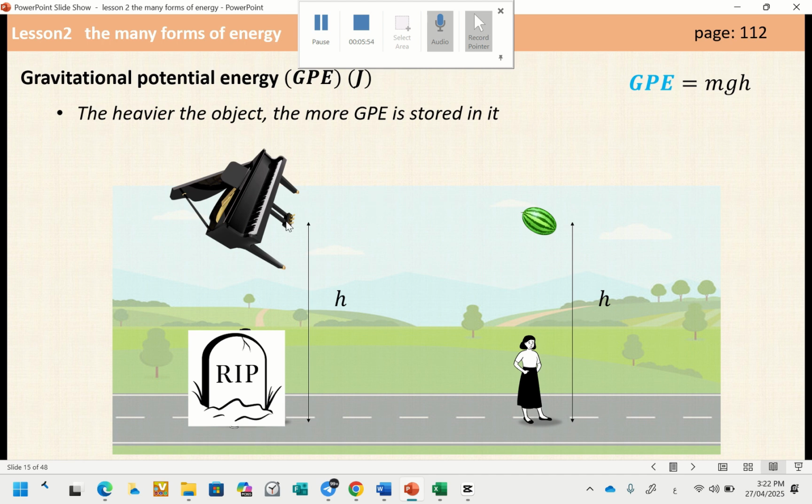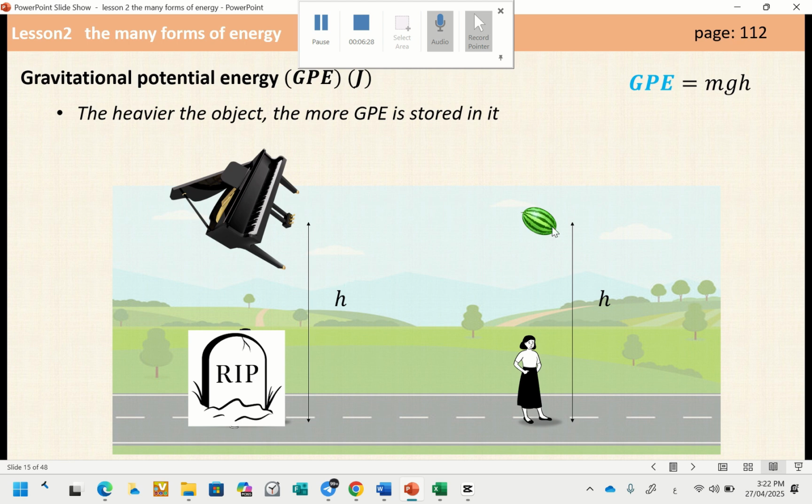So, the gravitational potential energy stored in a piano will be much higher than the gravitational potential energy stored in a watermelon if they are pulled at the same height. That's because the piano has a bigger mass. So if the piano falls on this person, he will definitely die because this piano holds a lot of stored energy, and this stored energy will convert into kinetic energy. And this big amount of kinetic energy will crush this person.